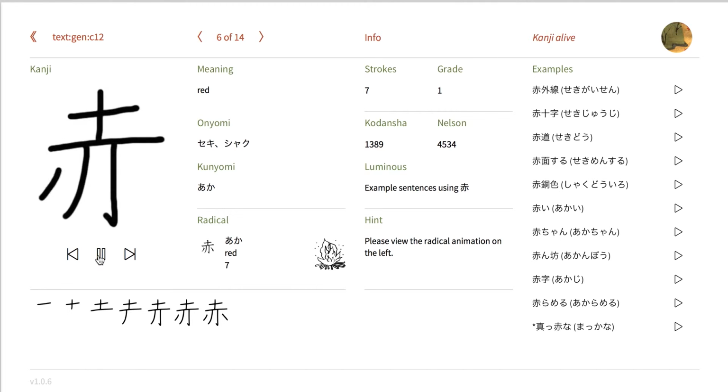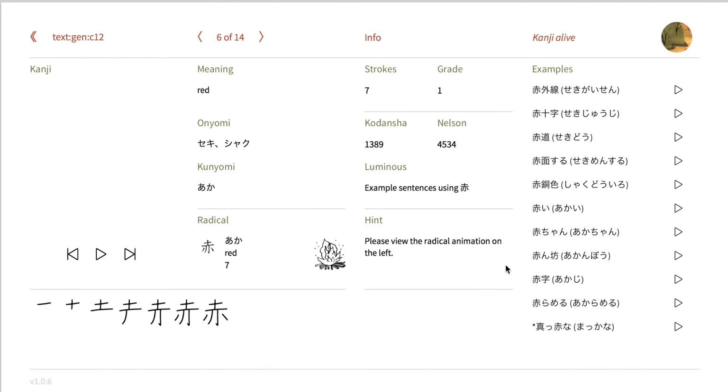Okay. I don't know how to make that stop. So anyway, we have akai as a color in its adjectival form. We have akachan, which is a baby or a red thing. Babies cry, their faces turn red. Thus, they are red things.